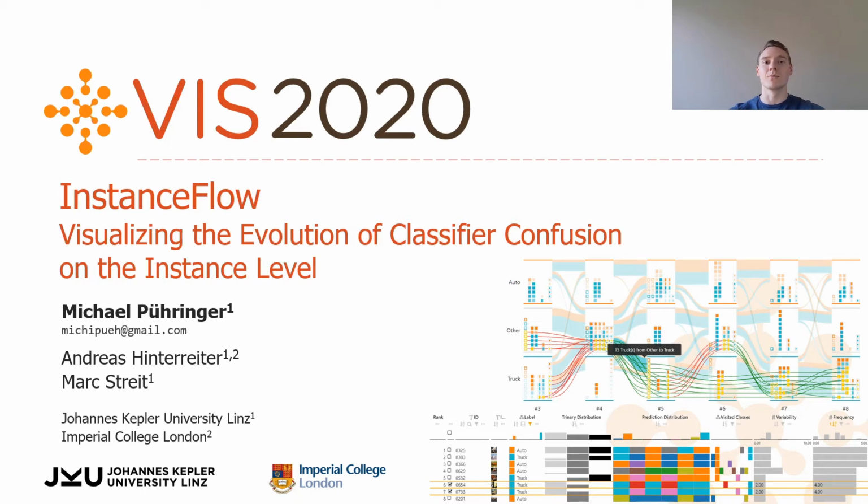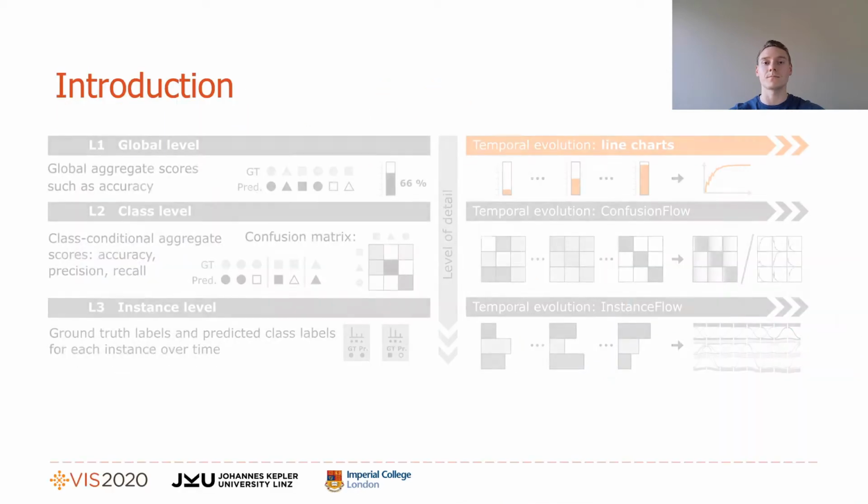My name is Pühringer and I'm a master's student at Johannes Kepler University Linz in Austria. I'm going to present our work on InstanceFlow, a tool for visualizing the evolution of classifier confusion on the instance level. This is joint work with Andreas Hinterreiter and Marc Streit.